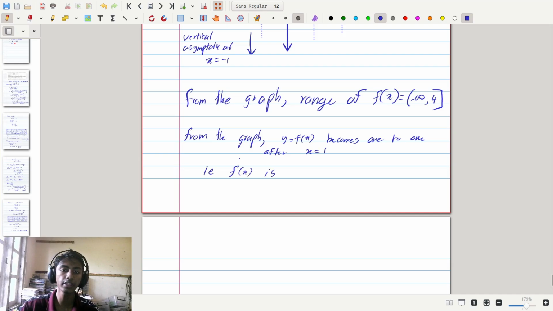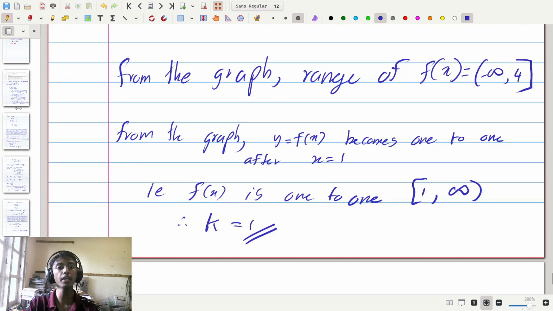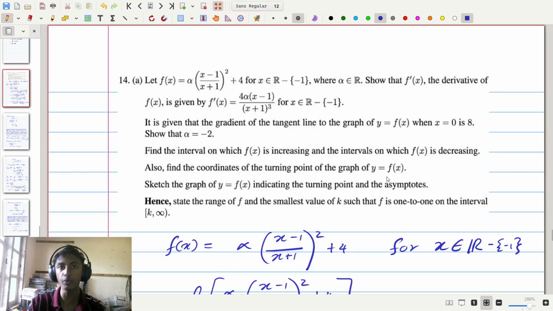f(x) is 1 to 1 on the range of 1 inclusive up to infinity, of course, exclusive. Now due to this, we can say therefore k is equal to 1. And with that, we are done with this question. Now finally, let's go up and discuss the marks awarded for this question.